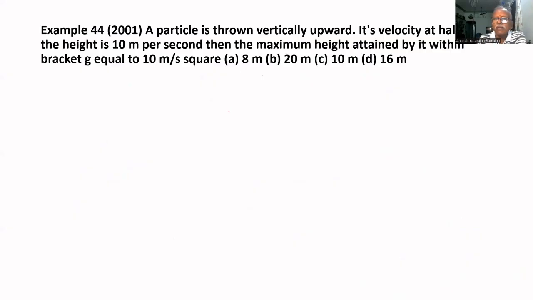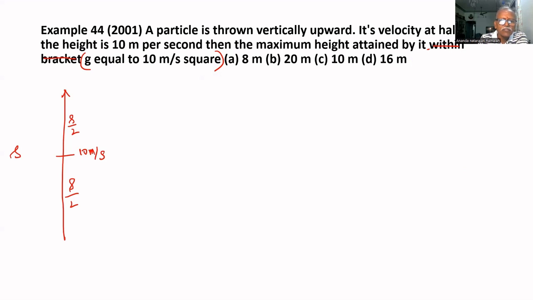A particle is thrown vertically upward. Its velocity at half of the height is 10 meter per second. Therefore, total displacement is s, and half of the distance means s by 2. Then the maximum height attained by it, we have to find.